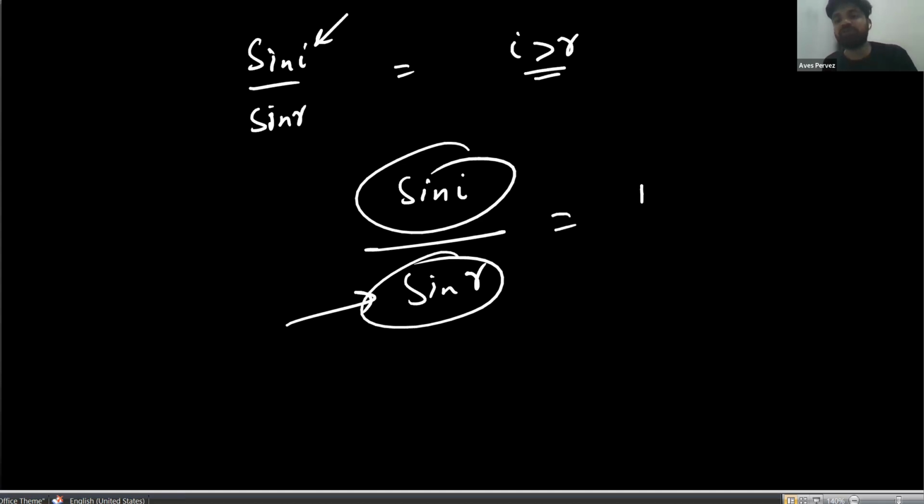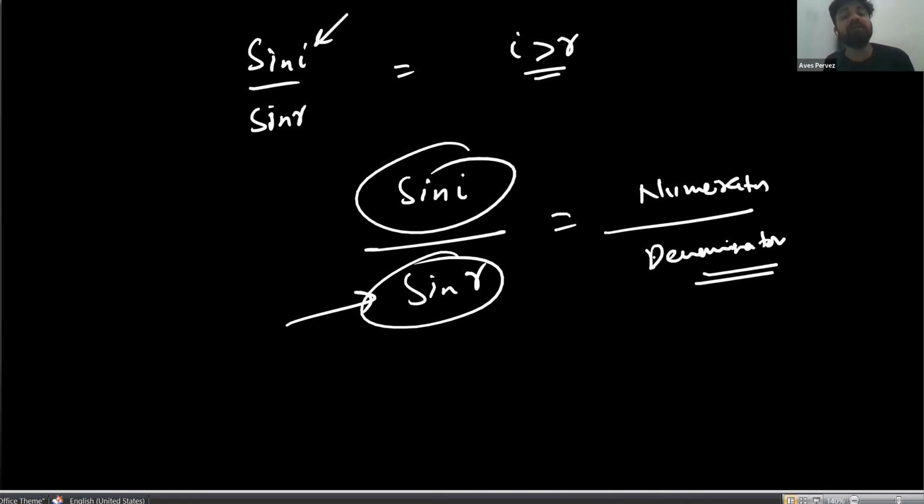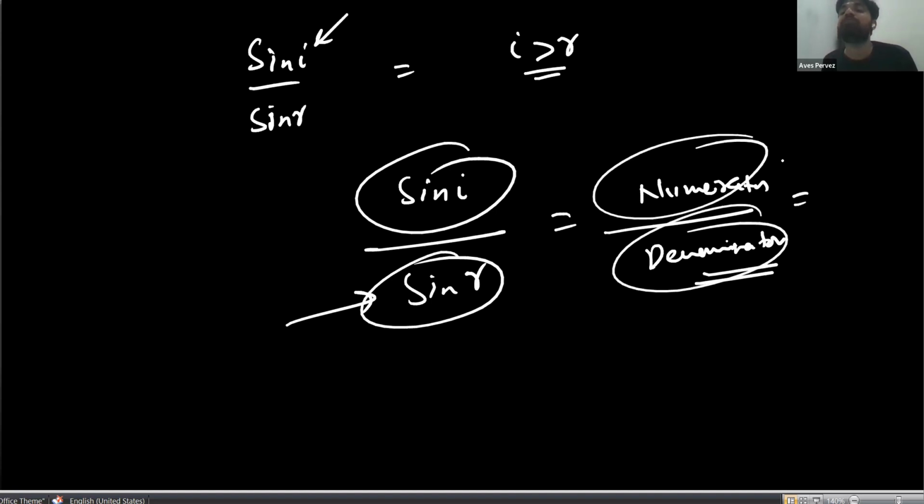So in this case, the numerator will be greater than the denominator. You understood? Whenever the numerator is greater than the denominator, the value will be greater than 1. Got it? Got it, Abir? Understood? Others?